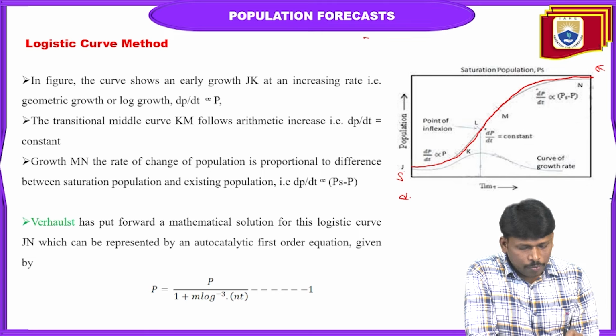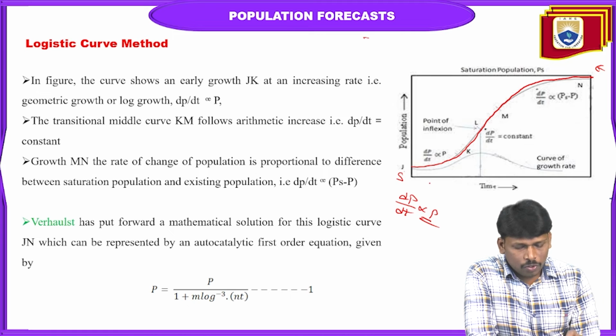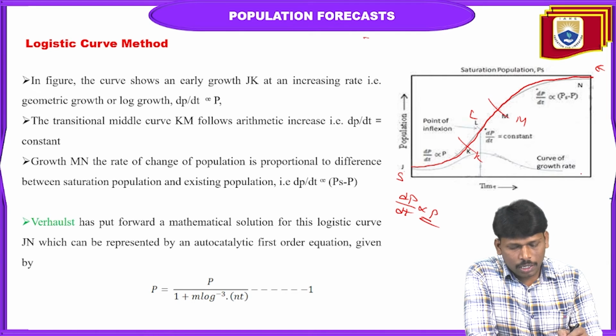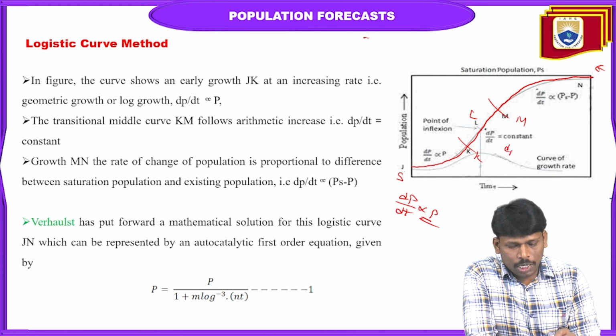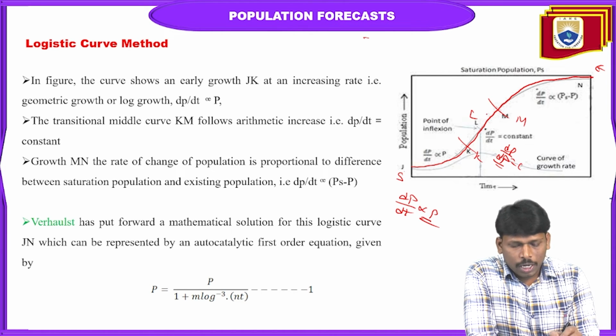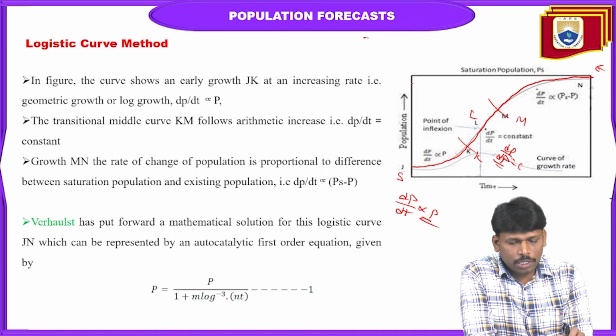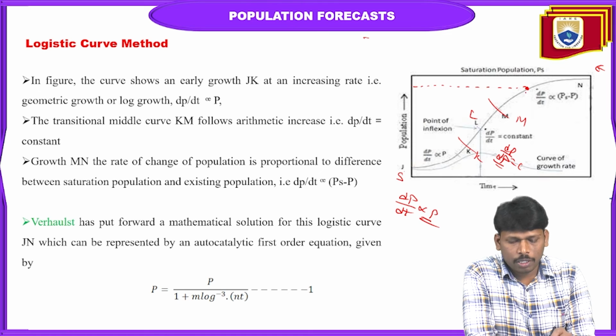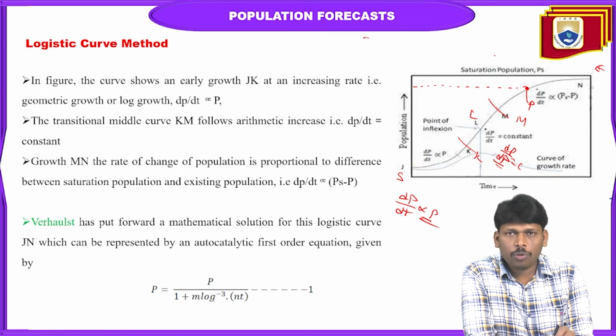So here the rate of change of population with respect to time is directly proportional to the population. Whereas here you can see K, L and M. This is the transition one. Here in this case dP by dt equals a constant, like the arithmetical increase method. And after reaching some saturation level, where saturation is nothing but the city won't accommodate more than these people, whatever the population gets here, this city won't accommodate more.